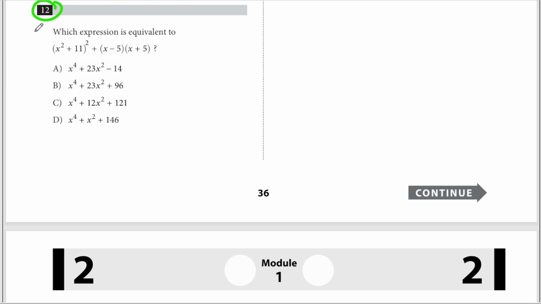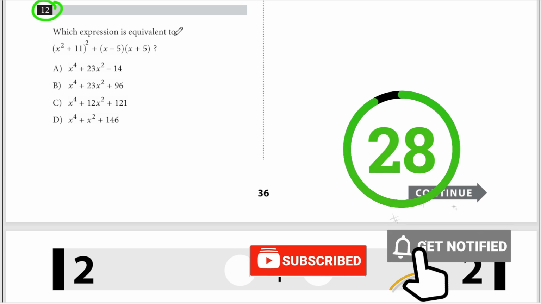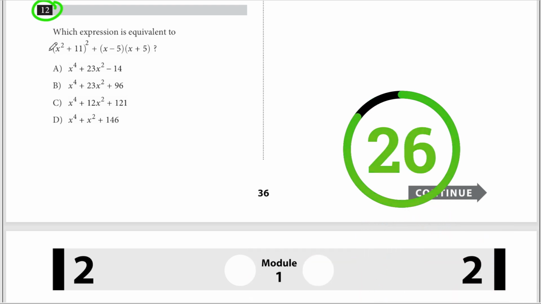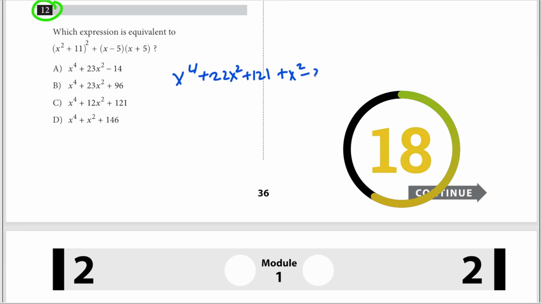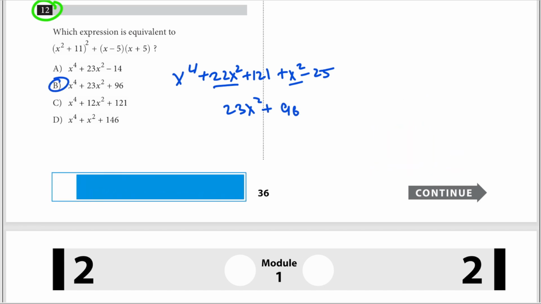So, how can you do this problem in 30 seconds or less? Which expression is equivalent to this? So we have x to the fourth plus 22x squared plus 121 plus x squared minus 25. Group these, you get 23x squared plus 96. And the answer is B.